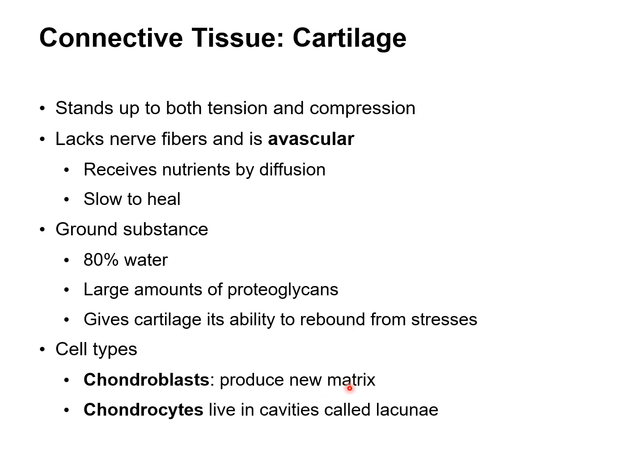When they secrete to the point where they trap themselves in their own matrix, the chondroblasts become chondrocytes. And they live in their little cave that they trap themselves in, called a lacuna, to maintain the cartilage from that point on. Also recall that chondro refers to cartilage.